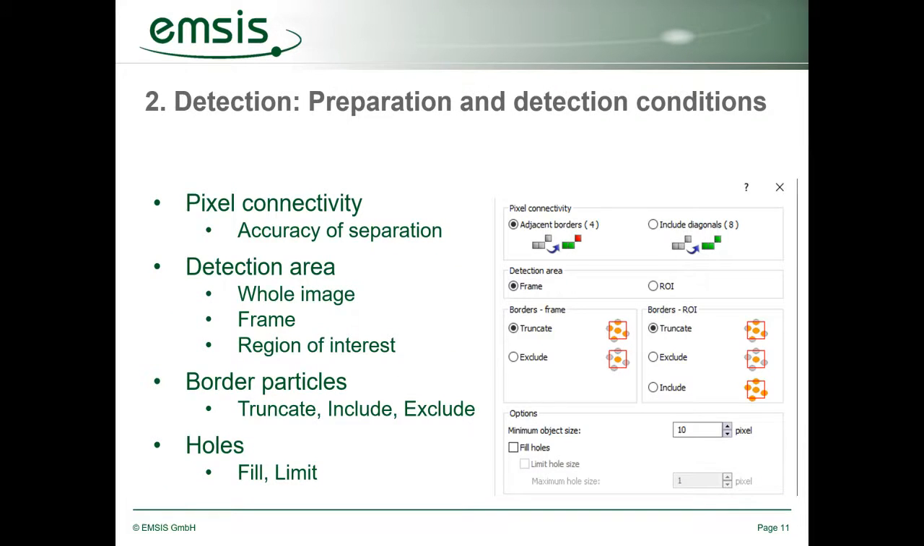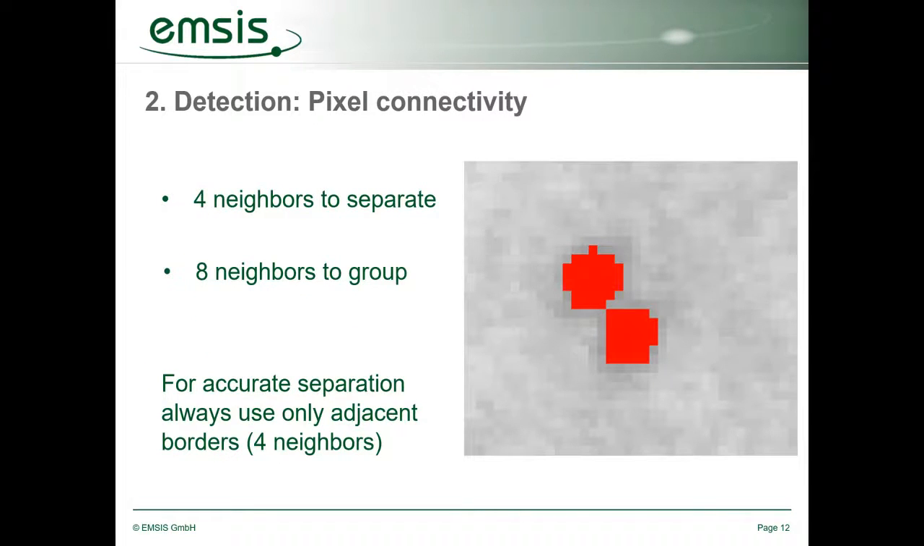The second step is to prepare your detection process itself. There are several criteria you need to check and consider to make it a really successful detection. I listed here 4 of them: the pixel connectivity, the detection area, the border particles, and also how to deal with holes in your particle. Coming to the first, the pixel connectivity.